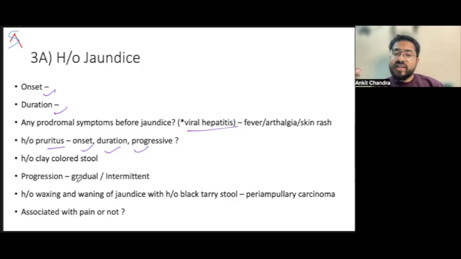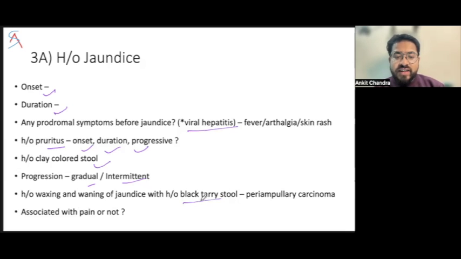Because his pruritus is increasing, his jaundice is increasing, it seems his bile stasis is also increasing, which means the disease is also increasing. Is there a clay colored stool or not? Whether the progression is gradual or intermittent? We will deal with this.